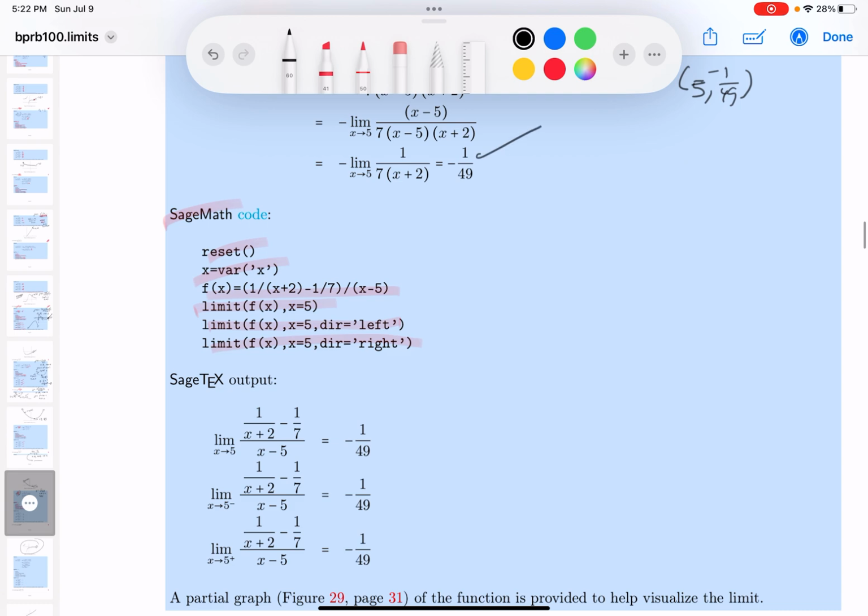And, by the way, we did it without any software, without drawing pictures. Minus 1 over 49, minus 1 over 49, all three cases. All right? Thank you.